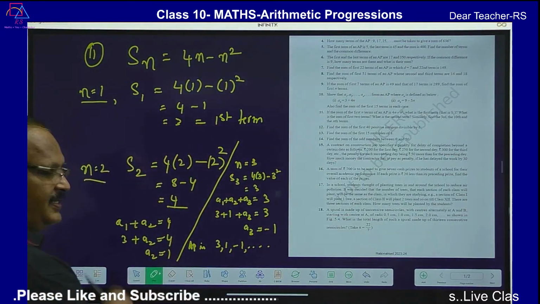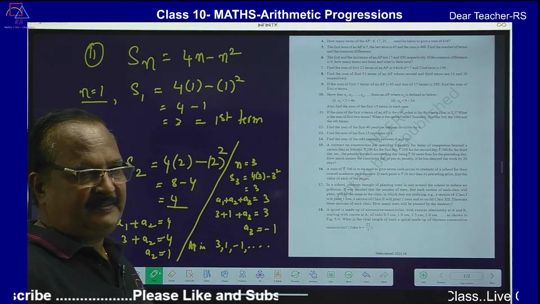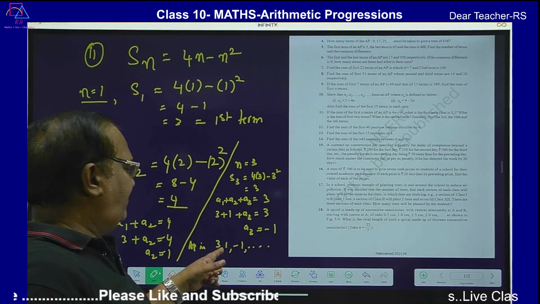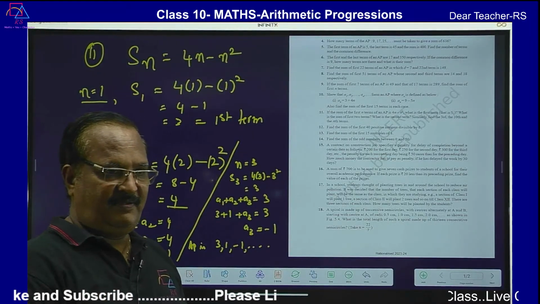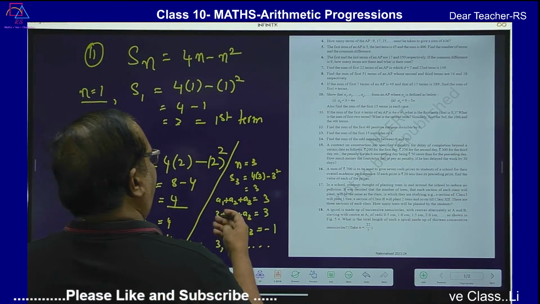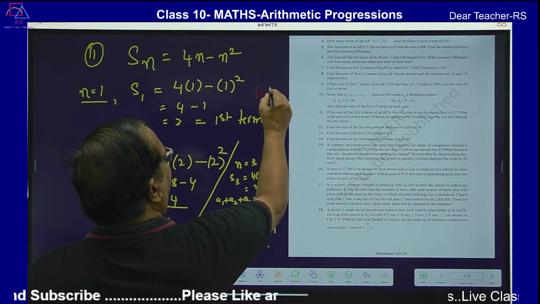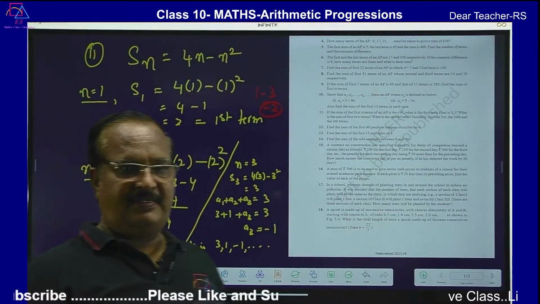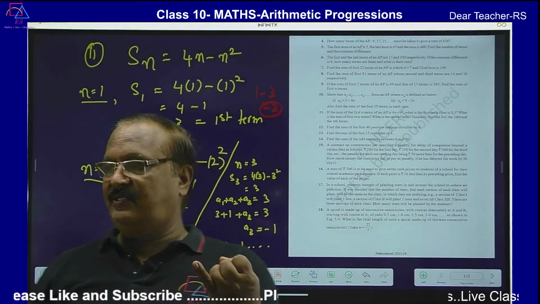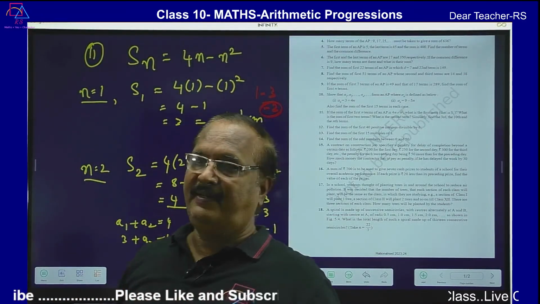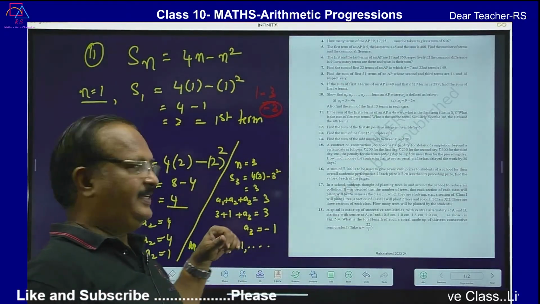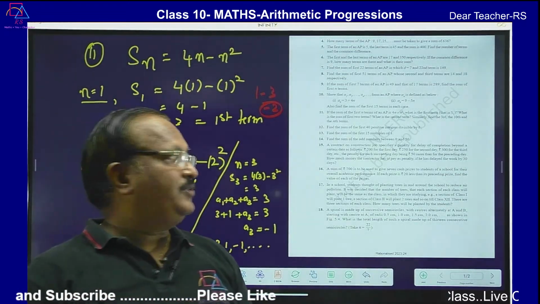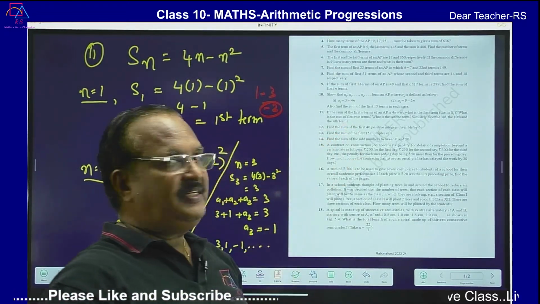Can you tell me what is common difference in this? 1 minus 3, second term minus first term. 1 minus 3 is how much? Minus 2. 1 minus 3 is minus 2. So minus 2 is the common difference. So we have first term is equal to 3 and common difference is equal to minus 2. So you are getting the progression. So only one question is given like this.